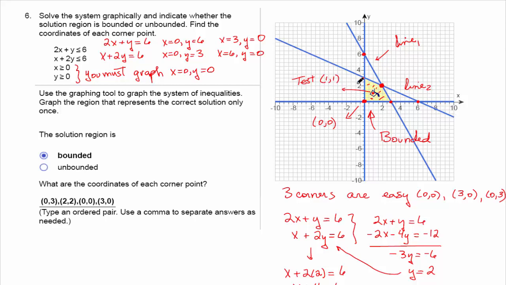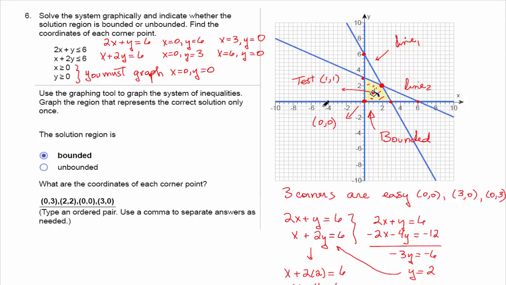All right, so armed with all that, the question is, out of all of this stuff, what do we shade? So I picked a test point living inside, which is 1, 1. So clearly 1, 1 is in the first quadrant, and 2 plus 1 is 3. That is less than or equal to 6. And 1 plus 3, again, less than or equal to 6. So this part does work. And so that's the part that is shaded.